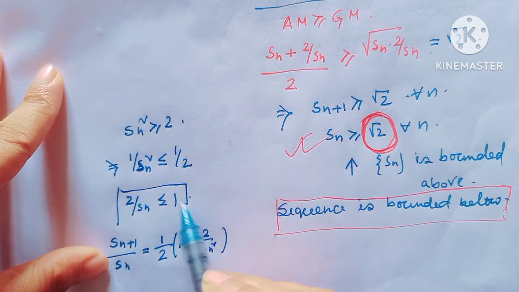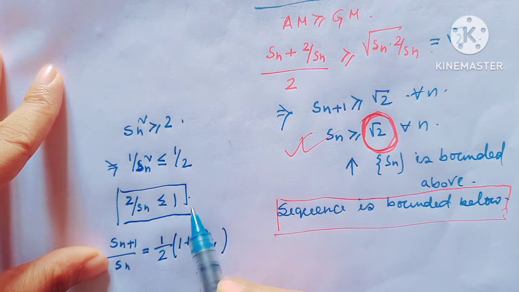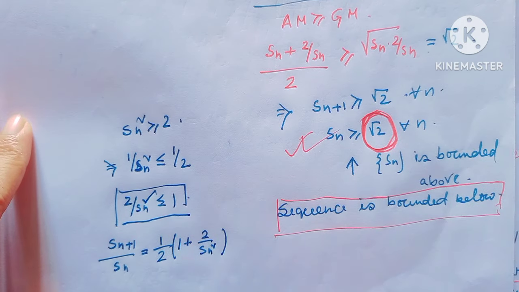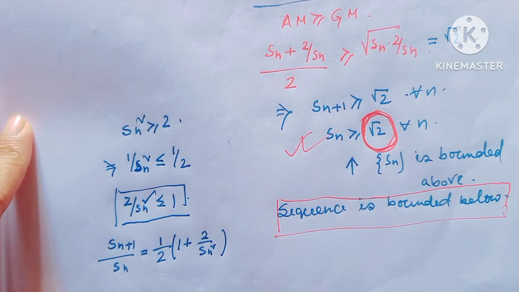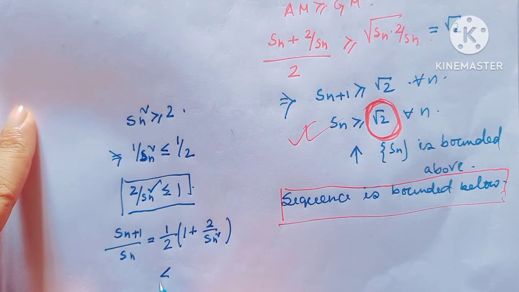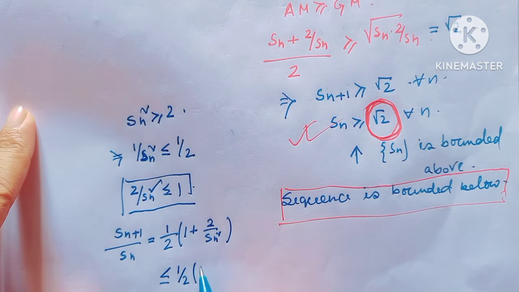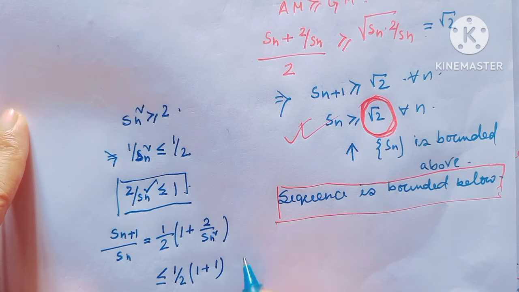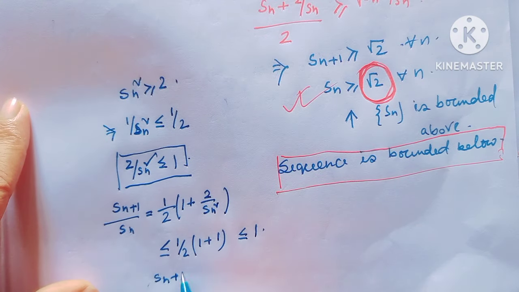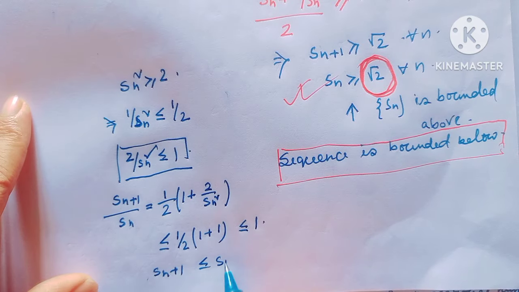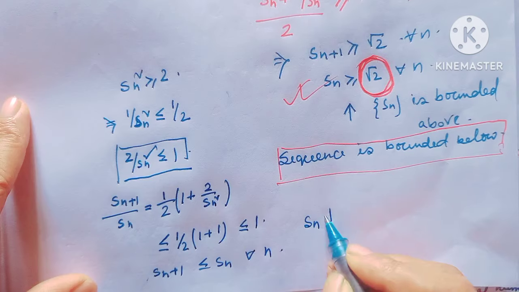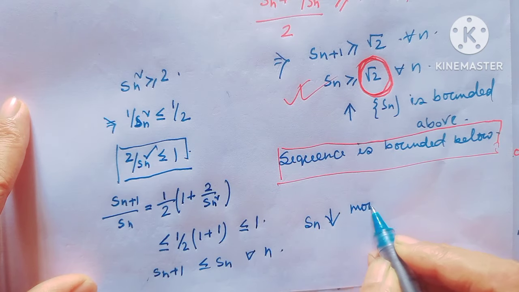And 2 over Sn square: here 2 over Sn square is less than or equal to 1, then this value would be less than or equal to half of 1 plus 1. That means this is less than or equal to 1. That means Sn plus 1 is less than or equal to Sn. This is true for all n. That means Sn is a monotone decreasing sequence.